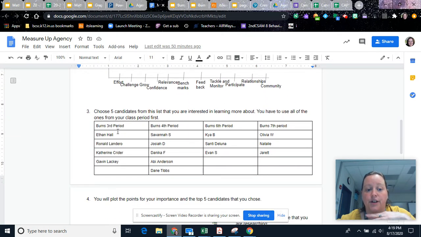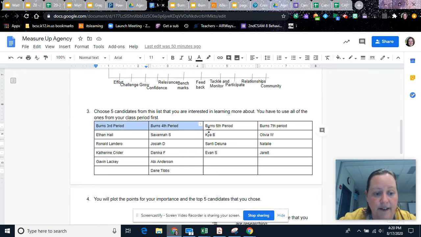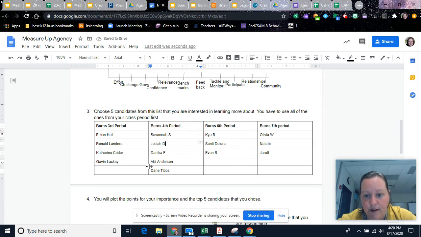Then for number 3, you're going to choose candidates based on this list that you want to dive deeper into their agency to see how well they're going to match your agency platform. So I have them marked off here based on what class period you have math. And I think I have them all on here, but if I've missed 1 or 2, we'll add them as we go throughout the day. If you are a bridge student and you don't see your name, you need to let me know if you're planning on being a candidate so I can get you added before that class period.